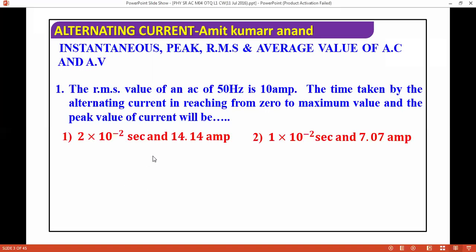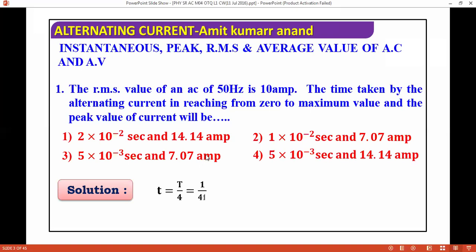So the first option, 2 into 10 to the power minus 2 second. So the time is T by 4. At time T by 4, you will get maximum current. From here you can easily get it, and this is frequency. So this is T by 4.